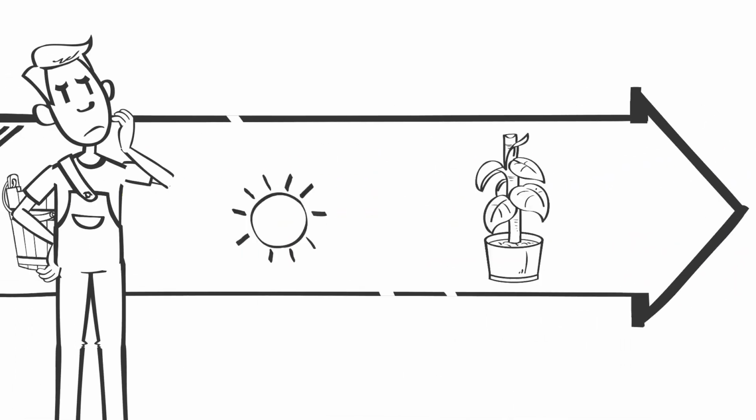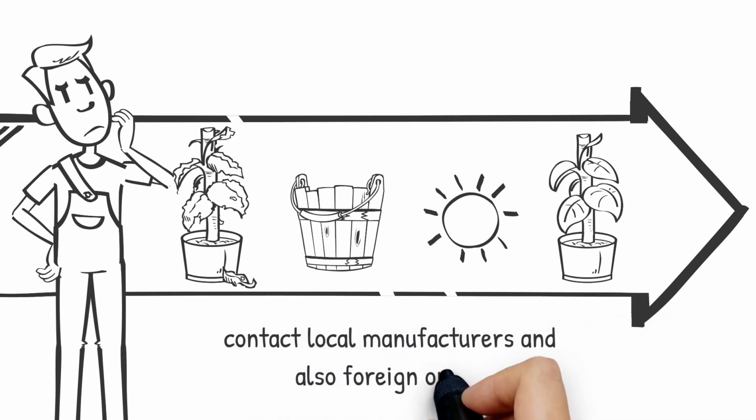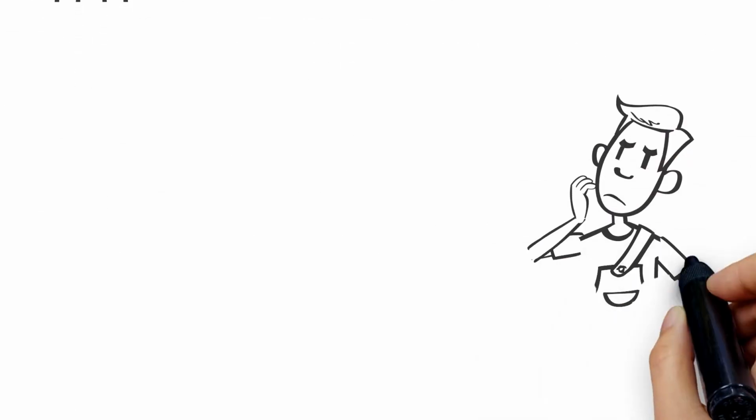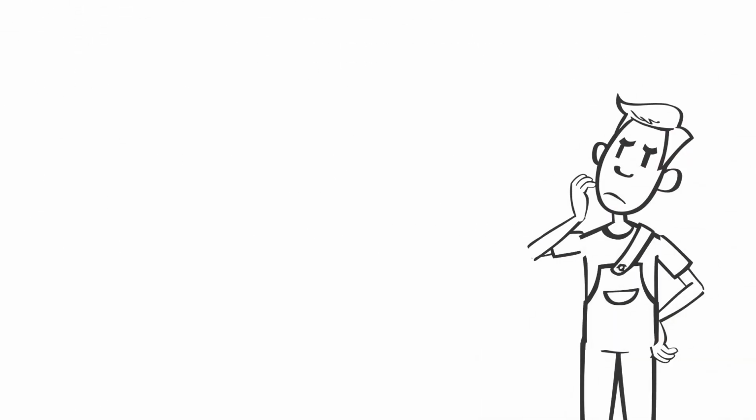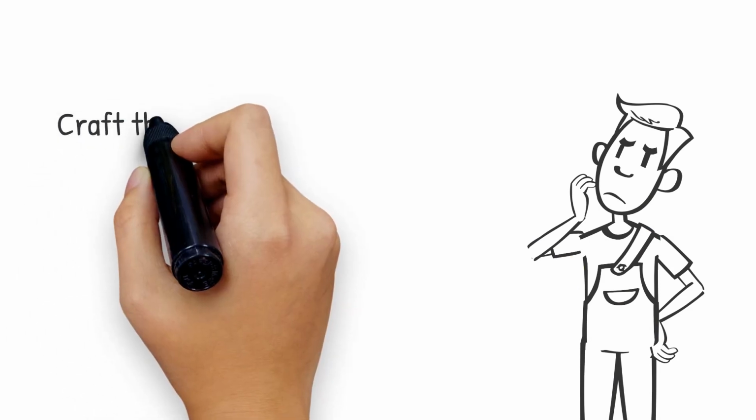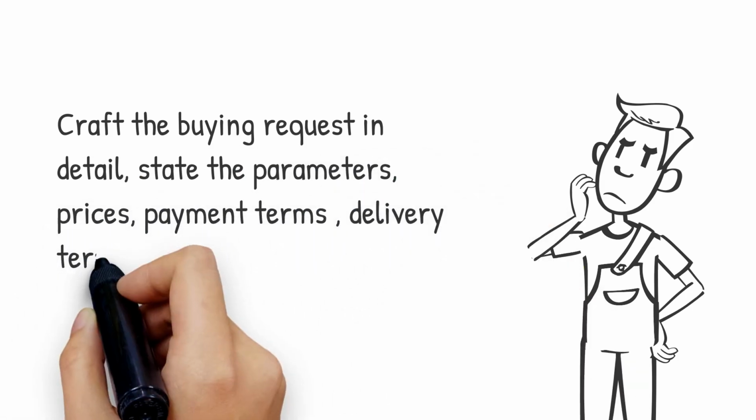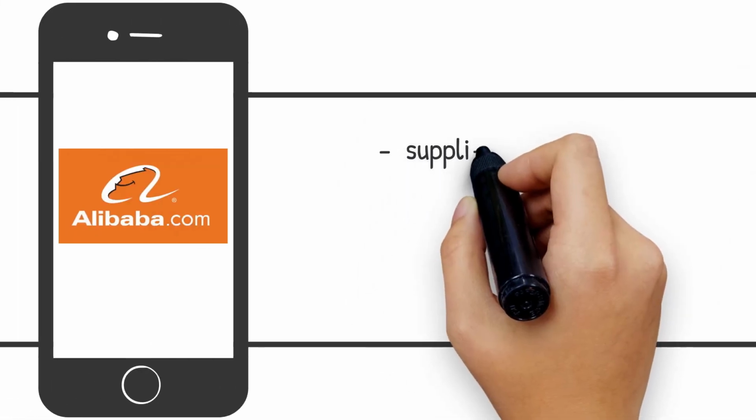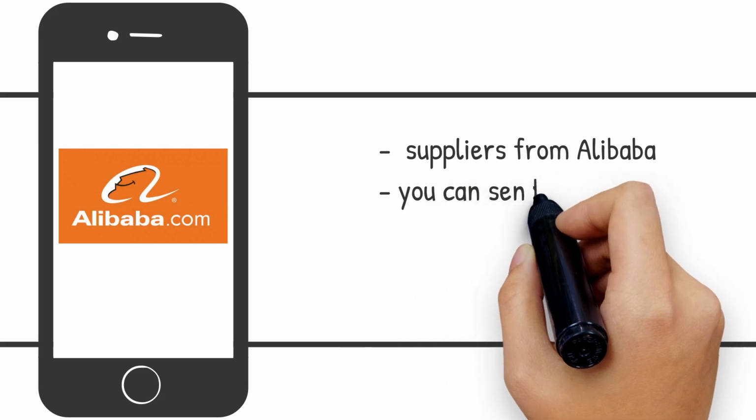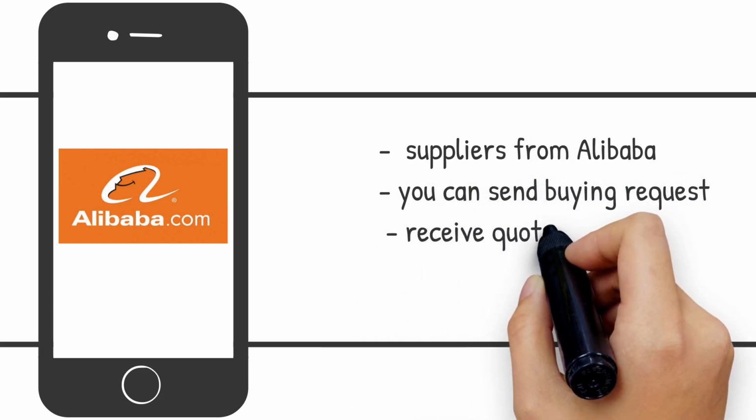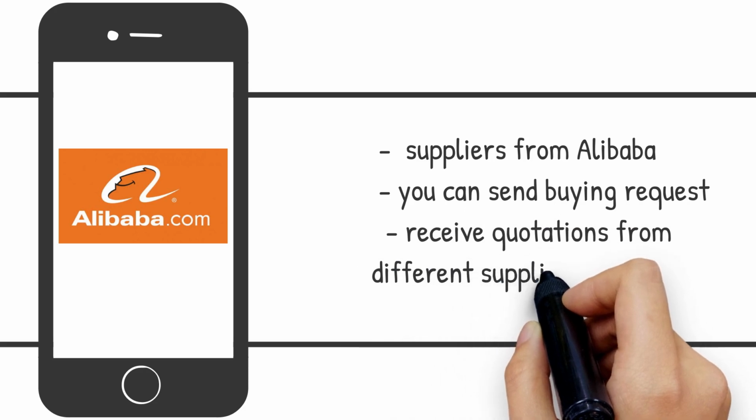In this stage, you should contact local manufacturers and also foreign ones. As you have chosen your product, what you start selling in your home-based export-import business, it is an easier task for you. If you are looking for good suppliers, then craft the buying request in detail. State the parameters, prices, payment terms, delivery terms. We advise to start sourcing your suppliers from Alibaba. You can send a buying request very easily, and you can expect to receive quotations from different suppliers globally.